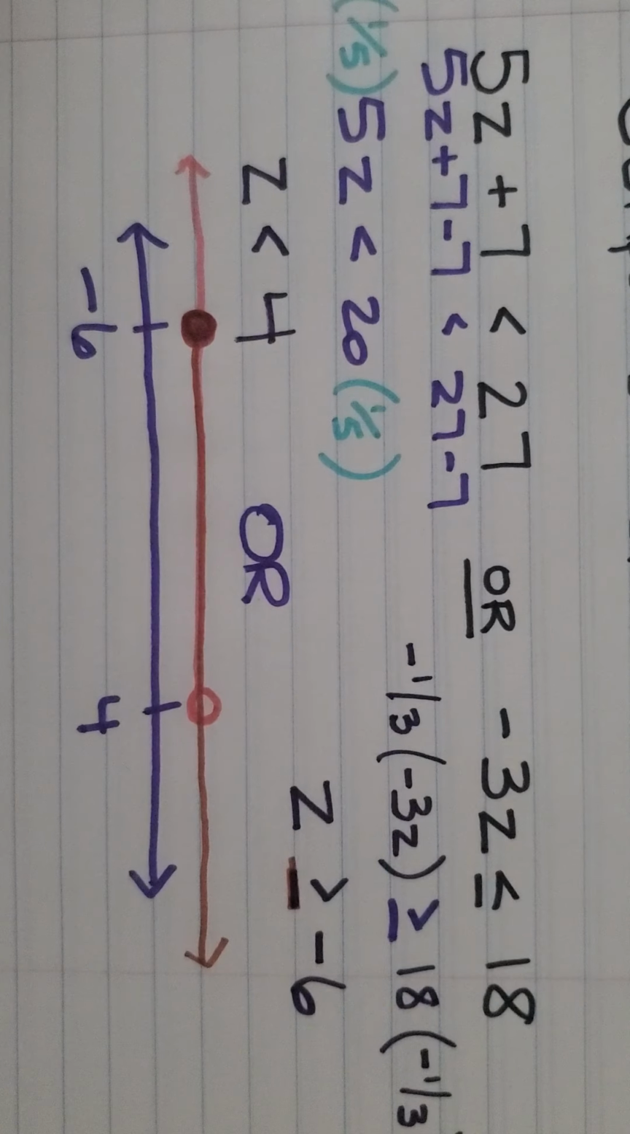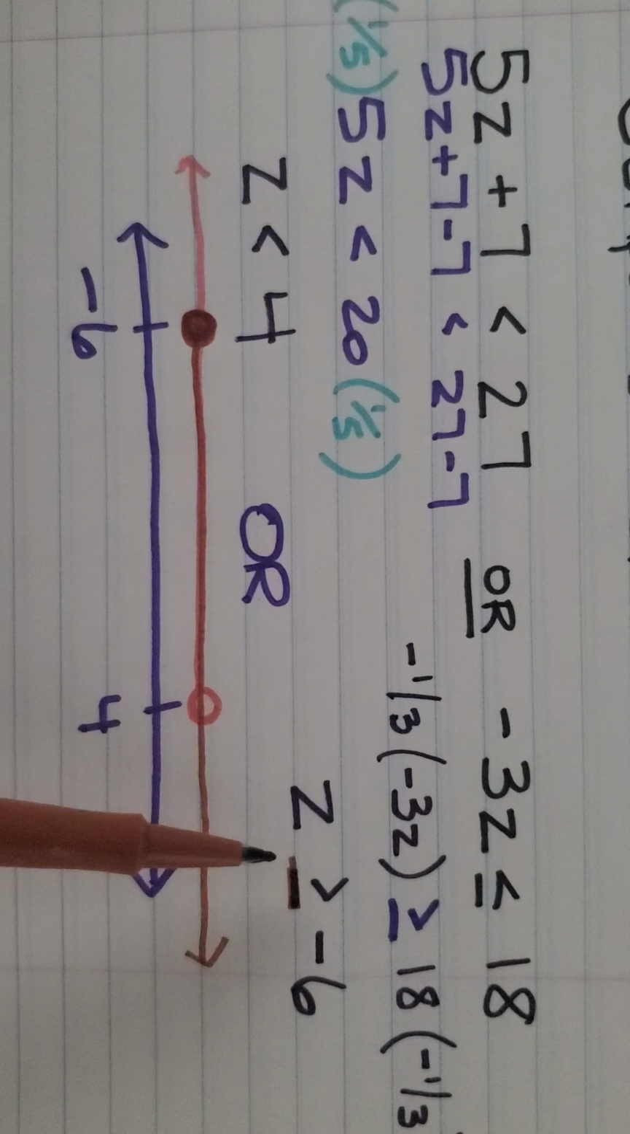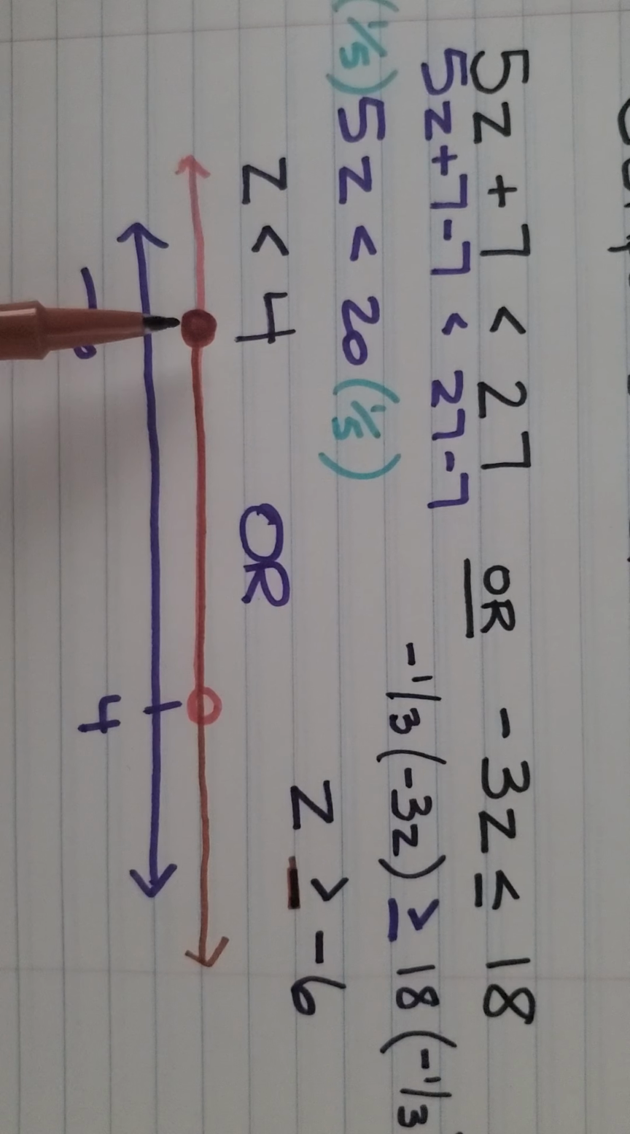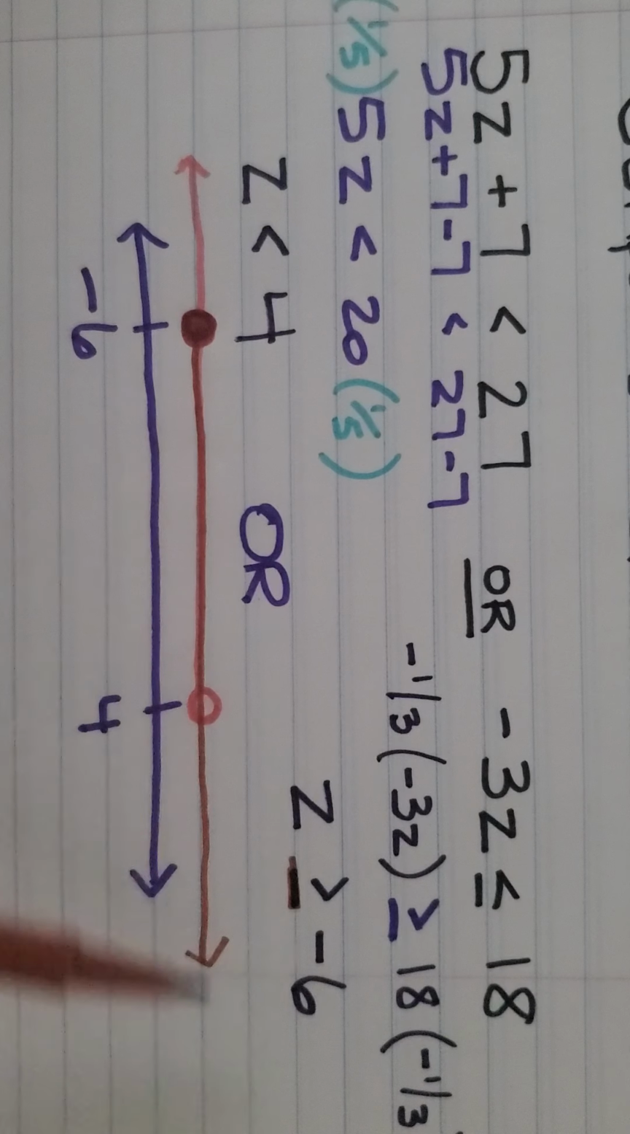So if you look at this compound inequality, you'll notice that the solution to this compound inequality would be all numbers, because my first z is less than 4 includes every number less than 4, and my second inequality is all the numbers that are -6 or greater, and so it's everything on the number line.